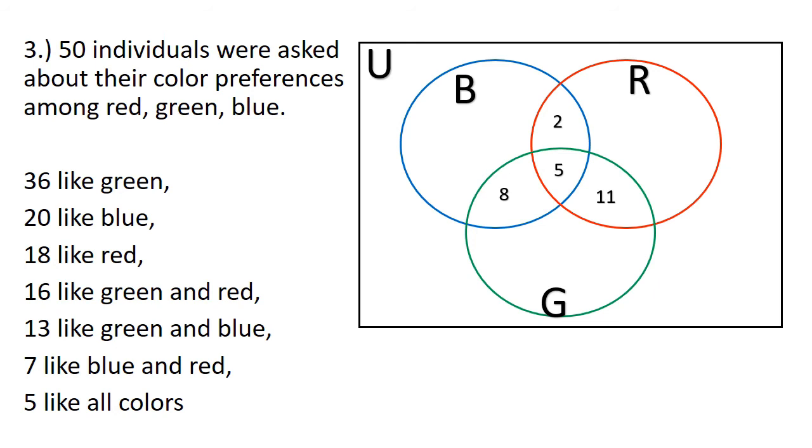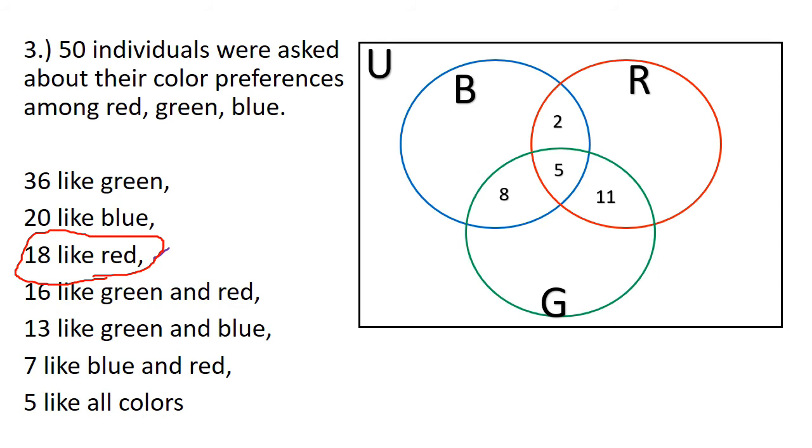The next thing that we're going to do is to determine the distinct elements of every set. So we are going to begin with red. It says here that 18 like red. But take a look at this. If we add 2 plus 5, that will give us 7. 7 plus 11 will give us 18. And that is the total number of individuals who like red. So we are not going to write anything in this area because it will go over to our data.